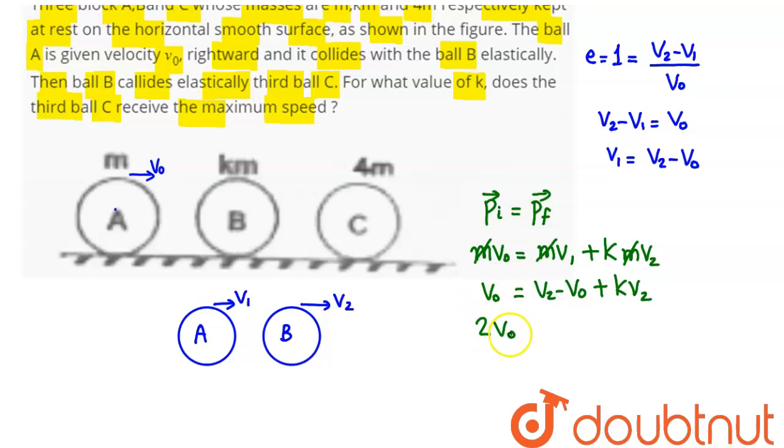So this comes out to be 2v0 equal to k plus 1 into v2. This gives us v2 as equal to 2v0 divided by k plus 1. So this is the velocity of B in terms of v0 and k.